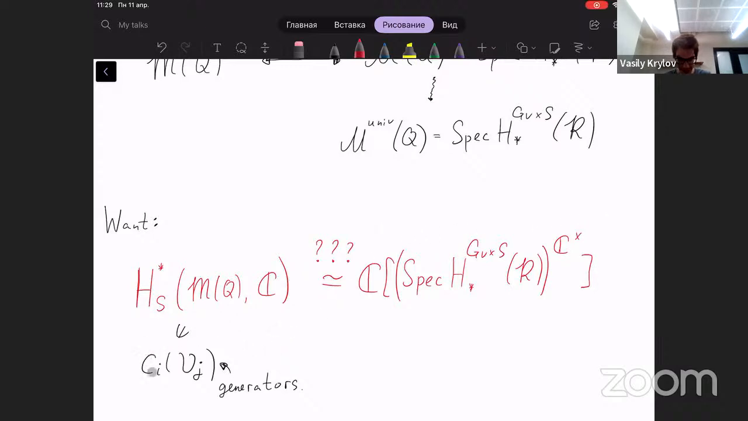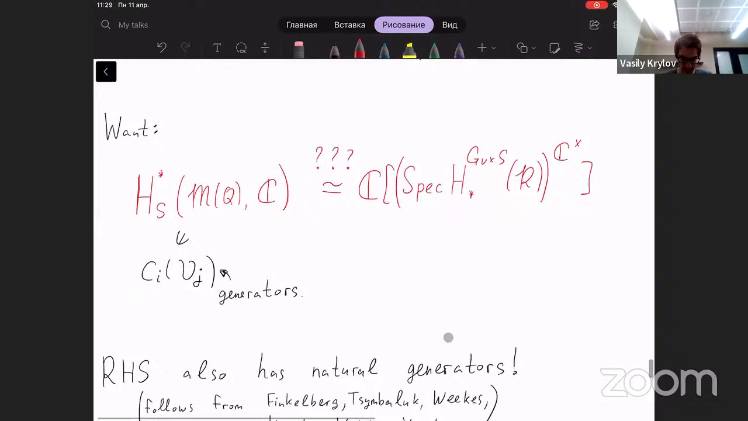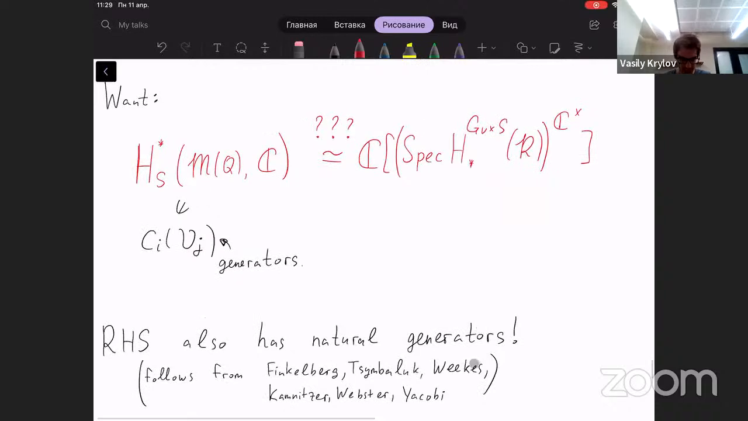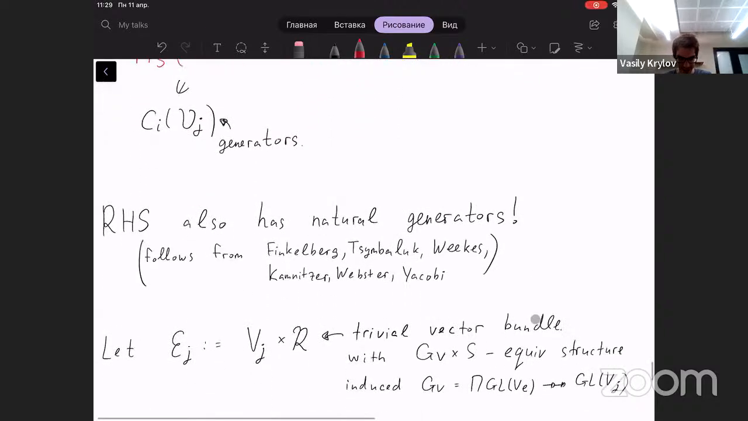And on the left-hand side, we do have generators, which are Chern classes of tautological vector bundles. The point is that the right-hand side also has very natural generators. And the fact that they are generators follows from the results of Finkelberg, Weekes, Kamnitzer, Webster, and Jacobi. Let me explain these generators.